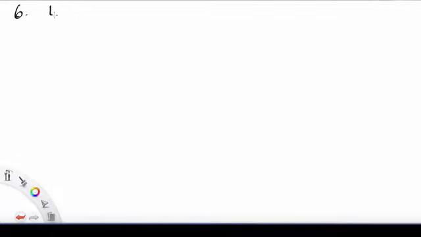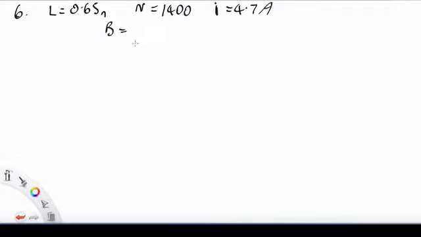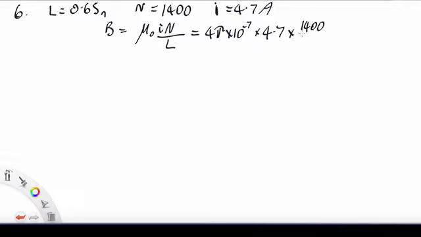Now for number 6, we have a length of 0.65. We have N is 1400. Current is 4.7 amps. So B equals mu naught I N over L, which will be 4 pi by 10 to the minus 7 times 4.7 times 1400 over 0.65, and that comes to be 0.013 Tesla, or 13 millitesla.